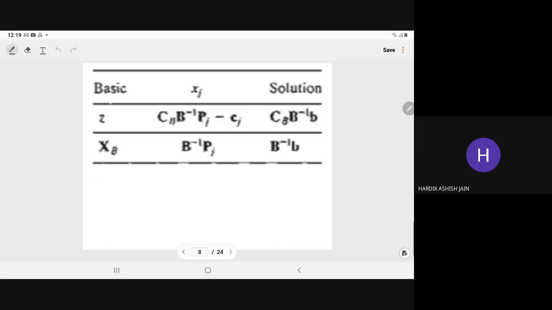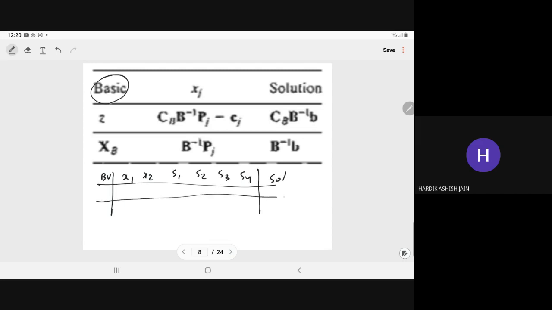So that I have written basic. Generally, what is the structure of the simplex method? Simplex algorithm. VV, X1, X2, S1, S2, S3, S4. Solution. Here we write the Z. Then the value of the Z. Then here we write the basic variable, and here we have the body, and on this side we have the right hand side. So this right hand side is nothing, it is the B inverse B.